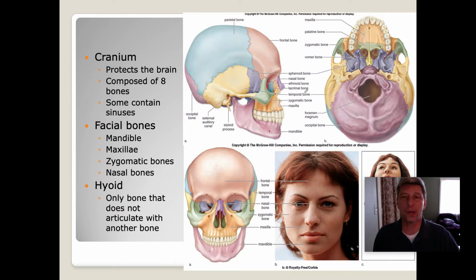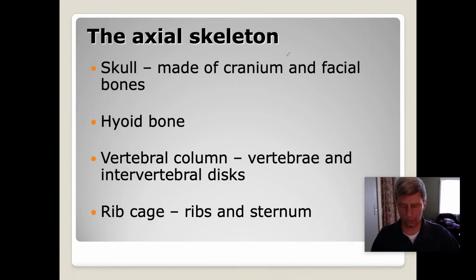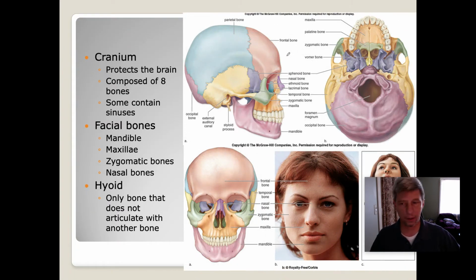Now, let's talk about the skull. The cranium is designed to protect the brain. It is composed of 8 different bones. You got the frontal, your forehead. You got 2 parietals, 2 temporals, the occipital in the back, and so on. And these are the bones that protect your cranium.